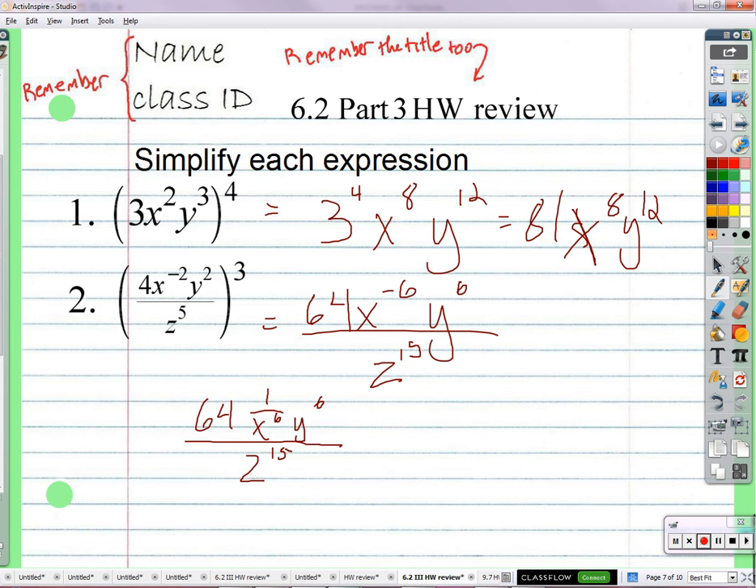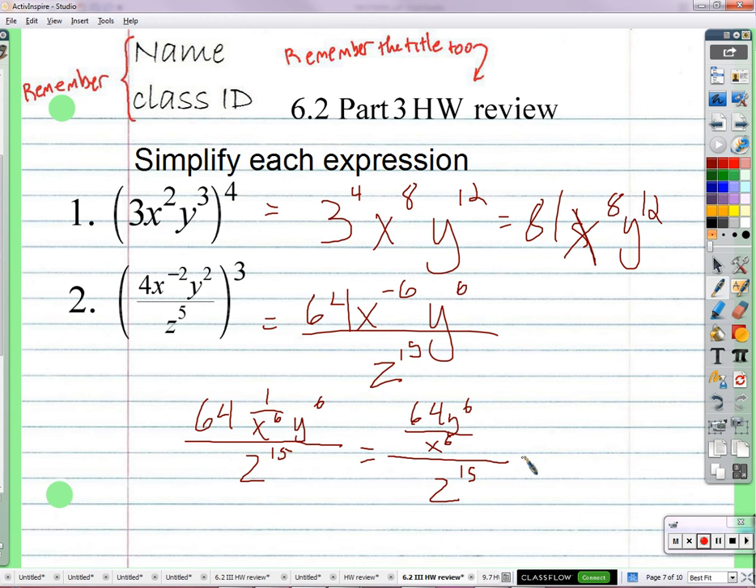Or just leave it like that? No, you continue. So what does continuing look like? 64 times y to the 6th power, over x to the 6th power, times z to the 15th power. Not there. Okay, I got confused. So 64, y to the 6th power, over x to the 6th power, over z to the 15th power.